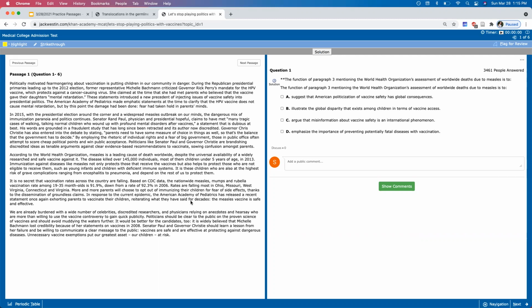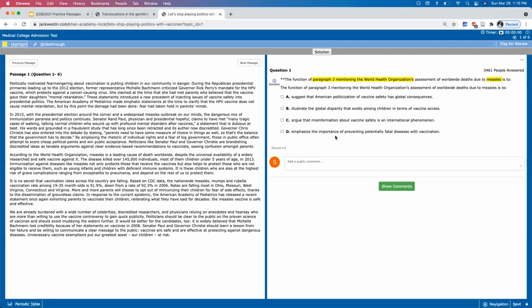Anyone have any questions on the passage itself? Okay, if not, what did you guys put for 1? Why did we mention the World Health Organization and the measles? Yep, does anyone else want to participate? We have around 9 folks here. So feel free to put your answer in the chat, and that'll help everyone understand more.